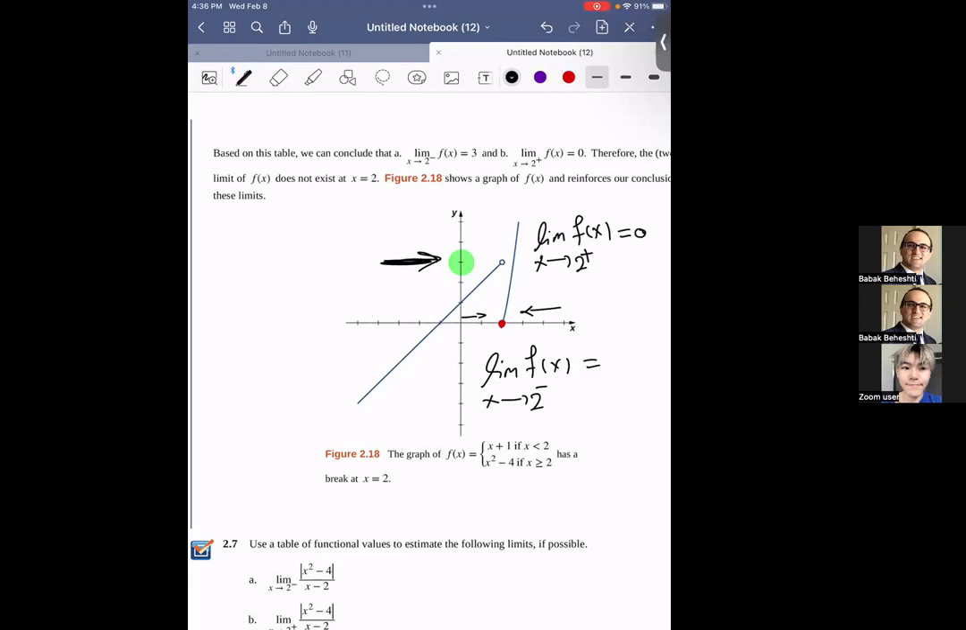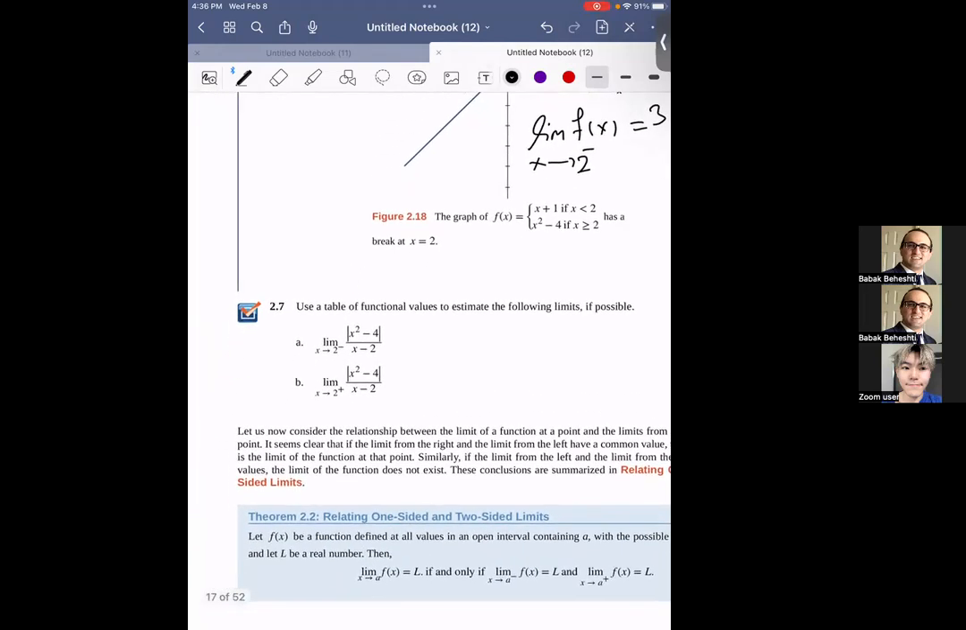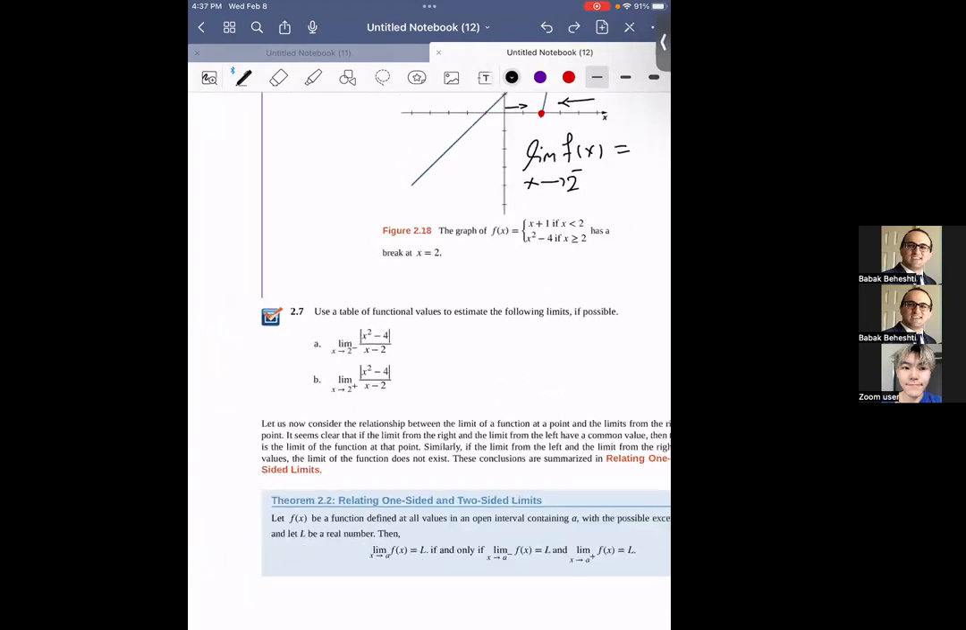So the limit as x goes to 2 plus is 0, and as x goes to 2 minus is 3. So again, the left side and right side limits are not equal. So we say that the limit doesn't exist. And we did this question ourselves.